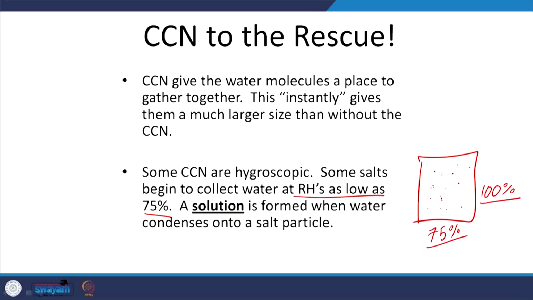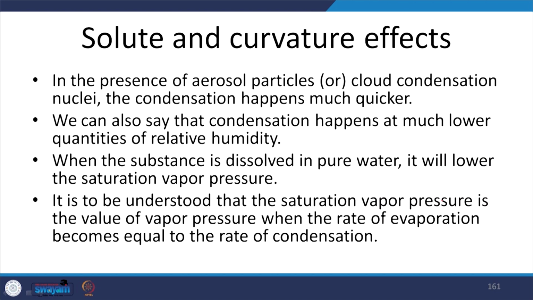So, you keep the water droplets, you keep some cloud condensation nuclei. 100% of course is understandable, but at nearly 75% itself, these small particles will start attracting the water molecules, and once they start attracting the water molecules, it will aid in the formation of droplets.